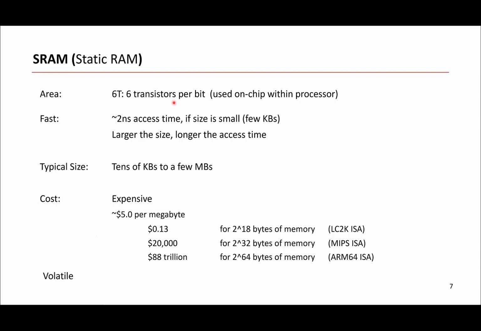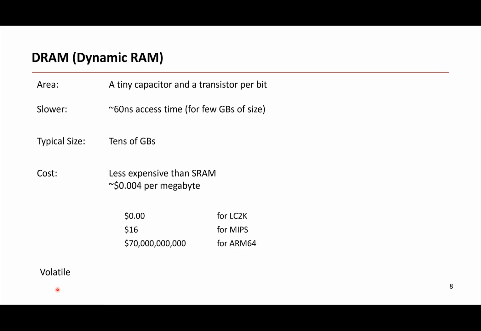It takes about 6 transistors per bit, typically used within a processor chip. They can range from a few kilobytes to a few megabytes, and the latency can vary from 2 nanoseconds to a few tens of nanoseconds depending on the size. And they're expensive. You can probably store an LC2K program's data entirely on an SRAM chip today, but you certainly can't do that for an ARM64 program, as it would take an exorbitant amount of cost to do that. SRAMs also tend to be volatile, meaning if you turn off the power, the data stored in SRAM would disappear.